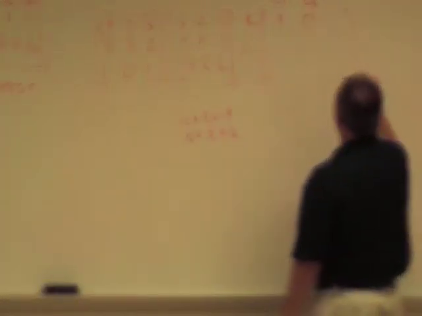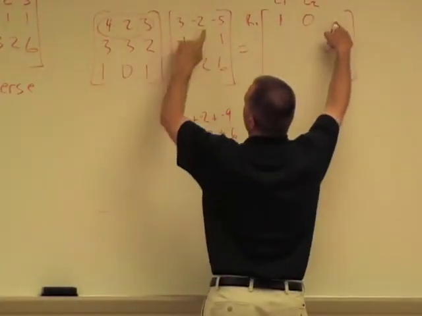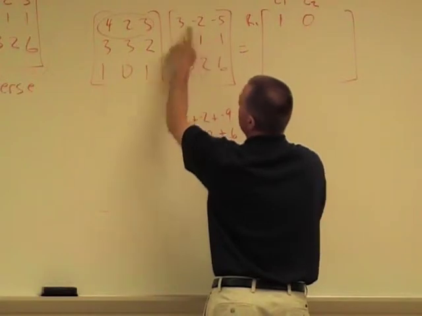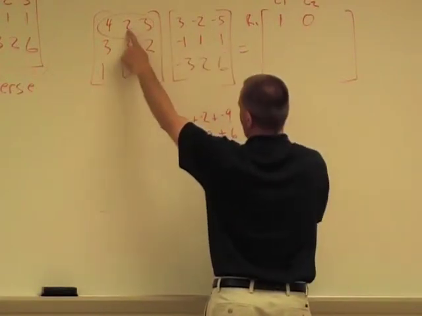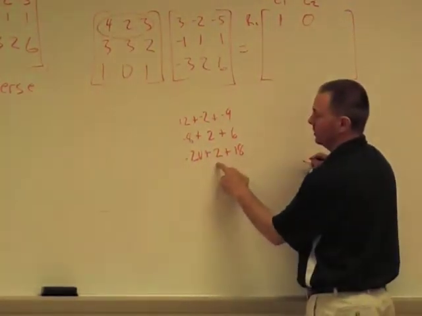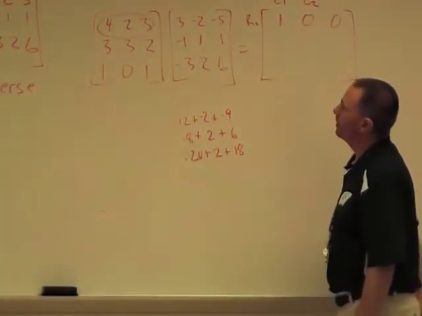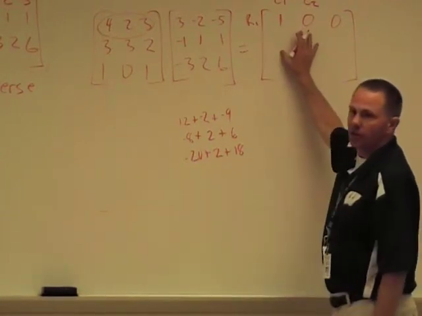How do I get column 3's answer? Row 1 times column 3. 4 times negative 5 is negative 20. 2 times 1 is 2. And 3 times 6 is 18. Negative 20 plus 2 is negative 18, and positive 18 is 0. So that's just to show you how to do that.